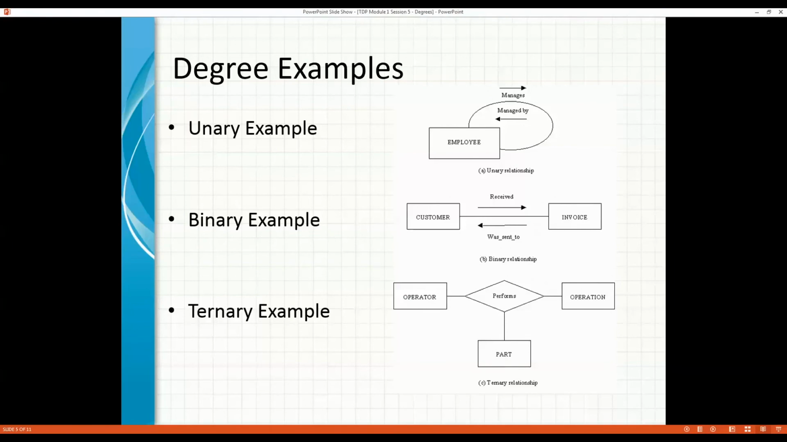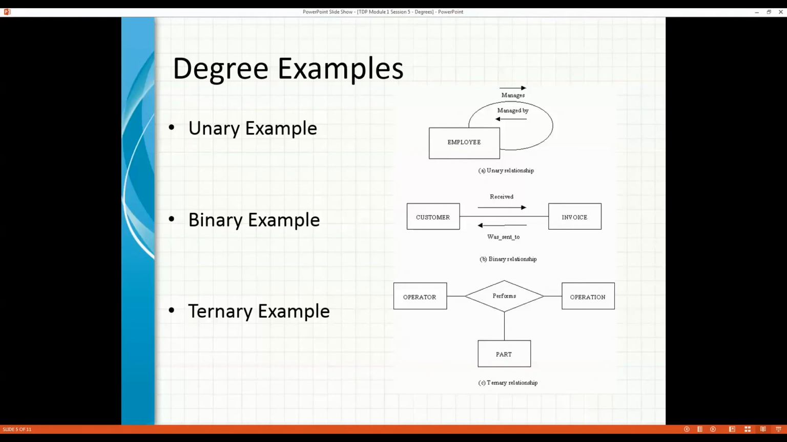Next, we have another example of binary. We see a customer receives an invoice. An invoice is sent to a customer. Now, customer and invoice are two separate entities as they do not relate, so this is why it is binary.